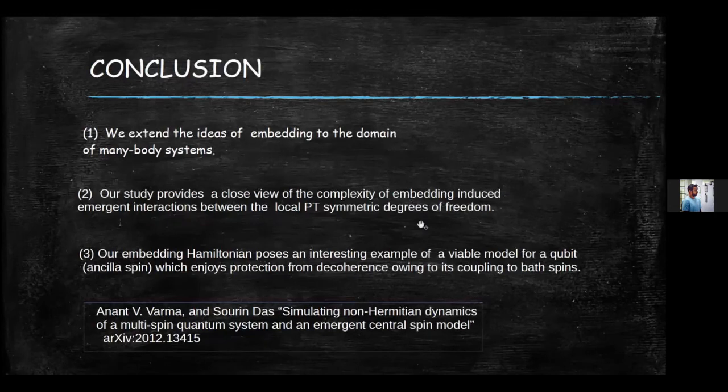So I would like to conclude that the idea of embedding that we have shown for many-body systems, even for the simplest systems, would lead to an emergent interaction for the local PT-symmetric degrees of freedom. As an example, we have shown that this extra degree of freedom, which has been brought in to simulate this whole dynamics, can enjoy a protection against decoherence due to the coupling with the rest of the spins, which are the non-Hermitian spins that we simulate in the beginning. Okay, so the rest of the details you can follow up in this paper.